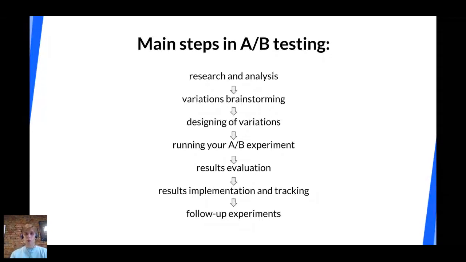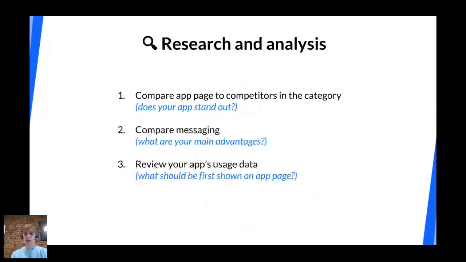So the first one, research and analysis. On this stage, you should do 3 main steps. First, you compare your app page to similar apps or games in the category, those who appear near you when the user searches for certain keywords. It may be a photo editing app or a racing game, whatever. And your app should stand out positively among those guys. So on this step, make proper due diligence of your competitors.